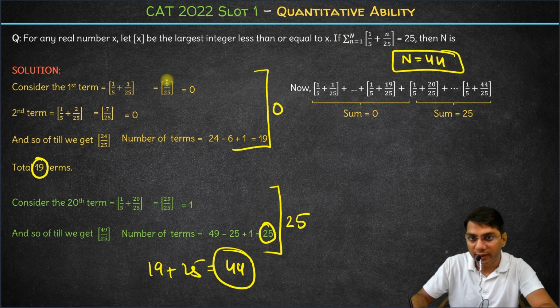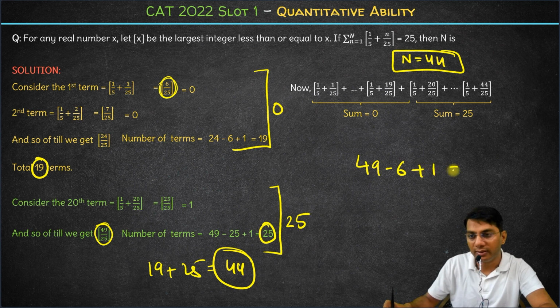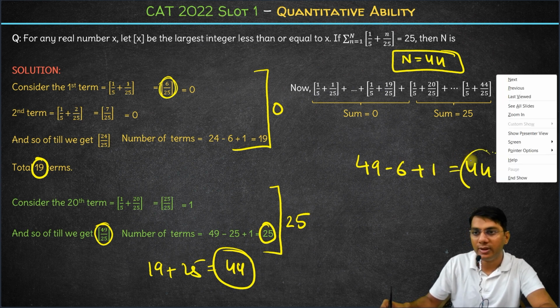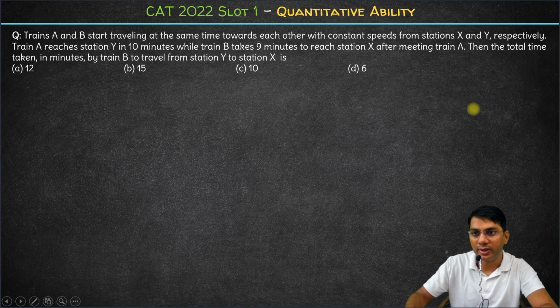We didn't start from 1 by 25, right? We started from 6 by 25. The first term was 6 by 25 and the last term was 49 by 25. So the total number of numbers will be 49 minus 6 plus 1, which is 44. So there are a total of 44 terms here.